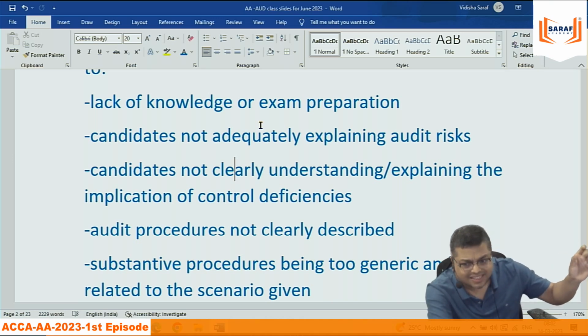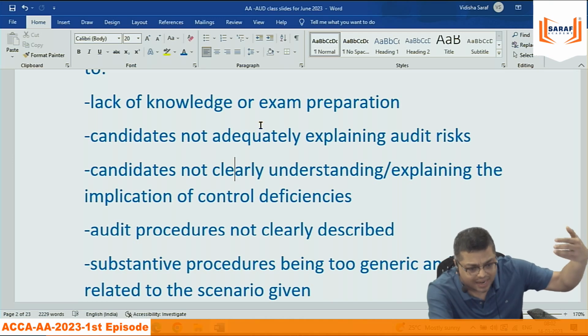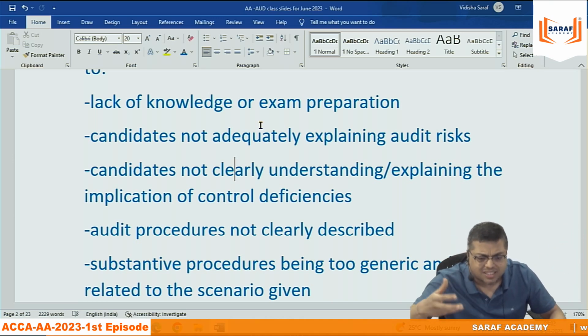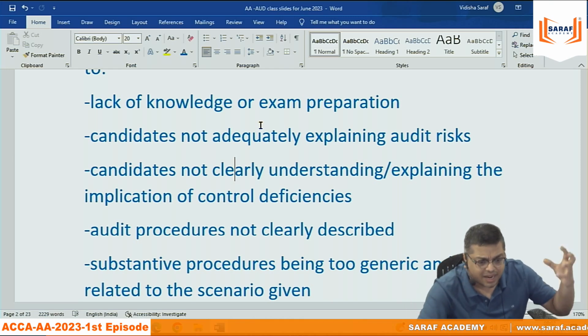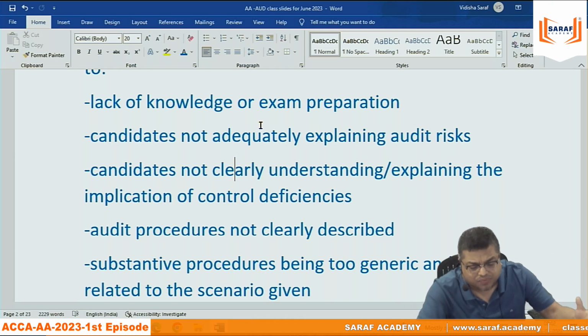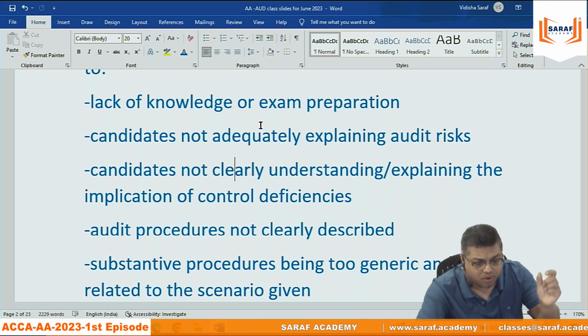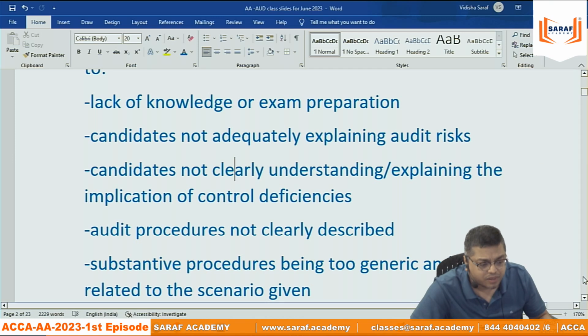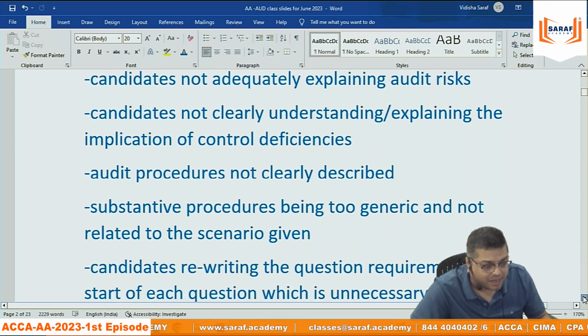If the question says that you need to check, you need to verify, you need to analyze, the examiners are saying that the student is writing very general things. They are not writing the point-specific things which need to be checked, for verifying, for vouching. They are not covering that. This is said by the examiner.